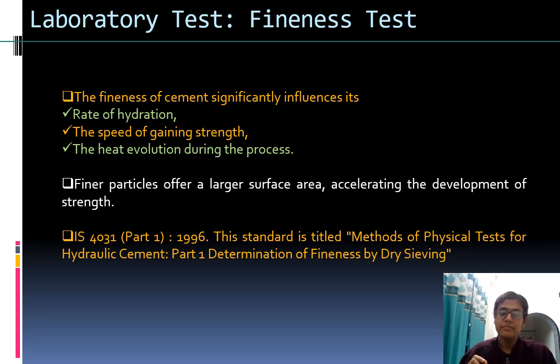So fineness of cement is a very important factor because it influences the rate of hydration, the speed at which the strength gain is happening, and also the heat evolution during the whole process. All these tests are specified in different specialized IS codes. For this particular test it is IS 4031 Part 1, 1996. The title is Methods of Physical Tests for Hydraulic Cement, Part 1: Determination of Fineness by Dry Sieving.